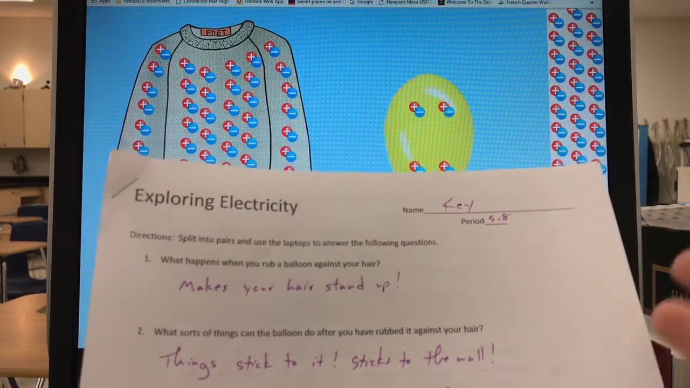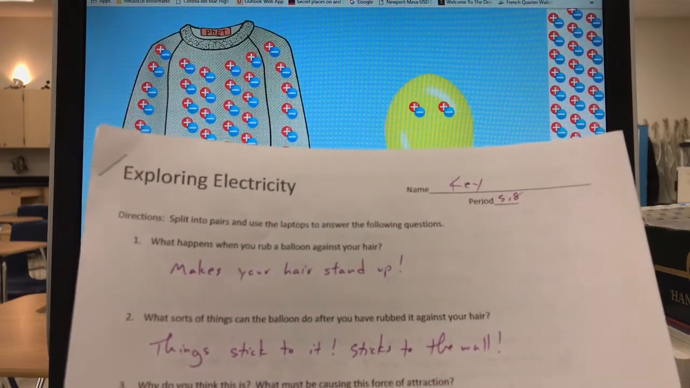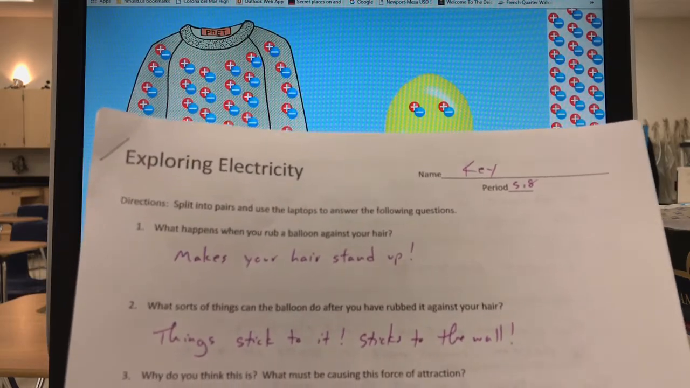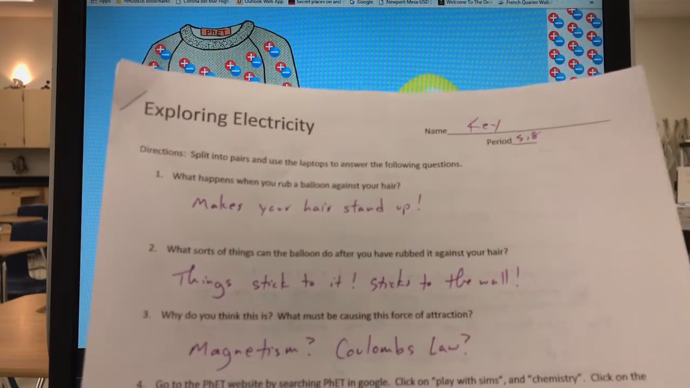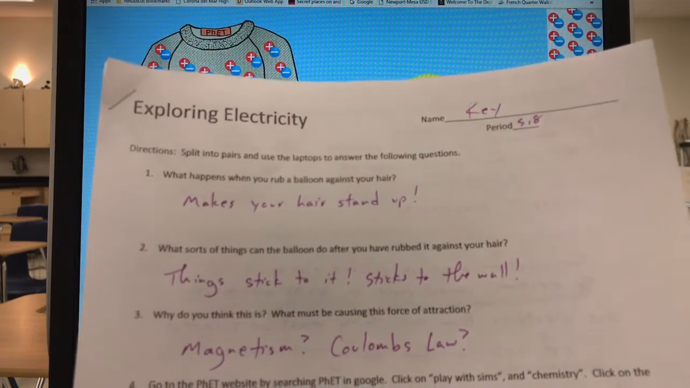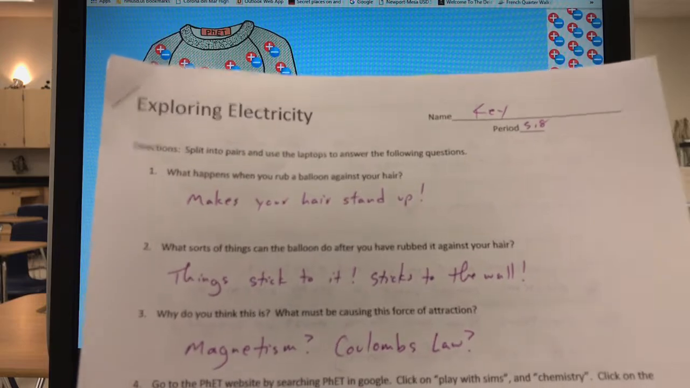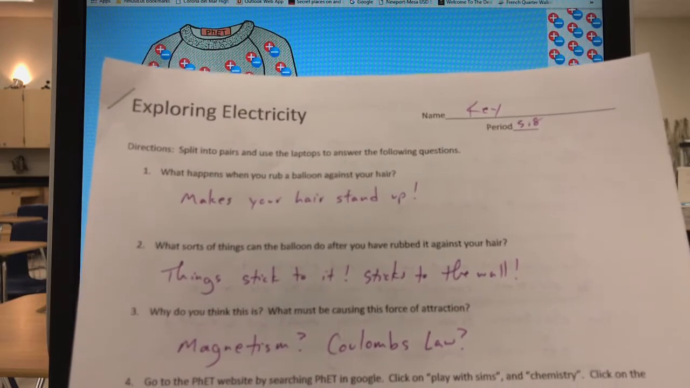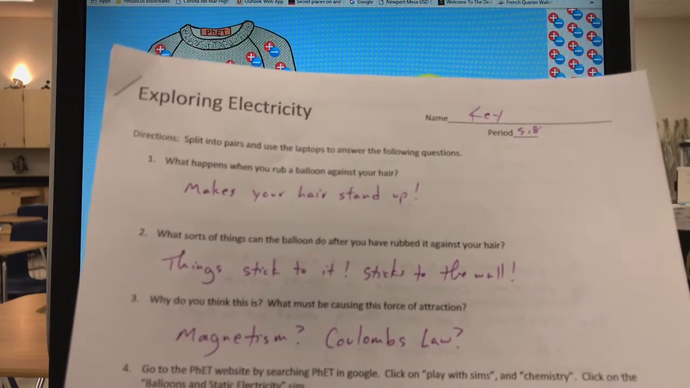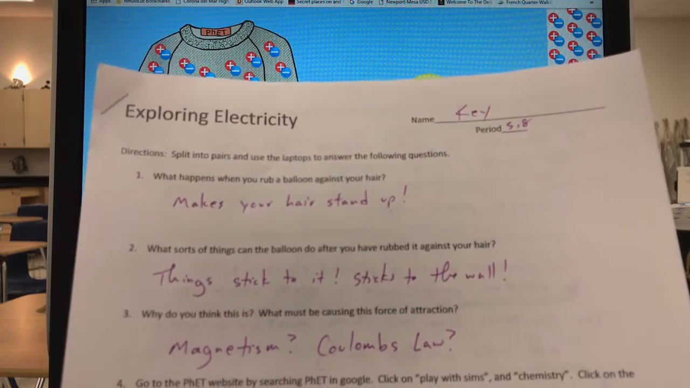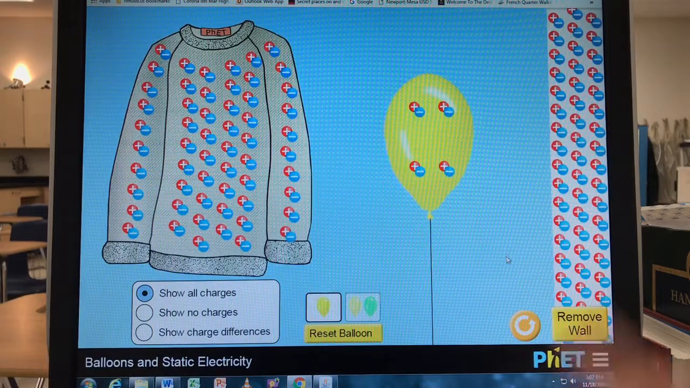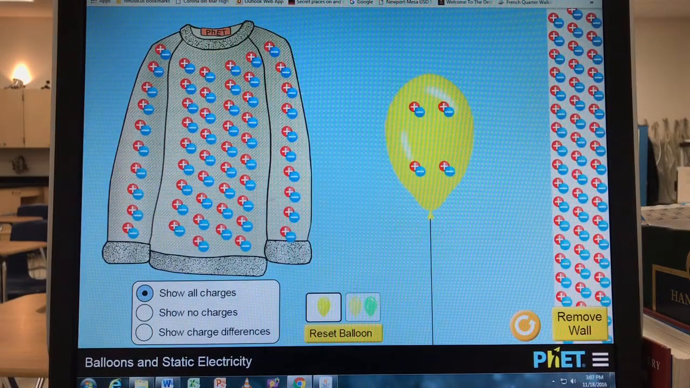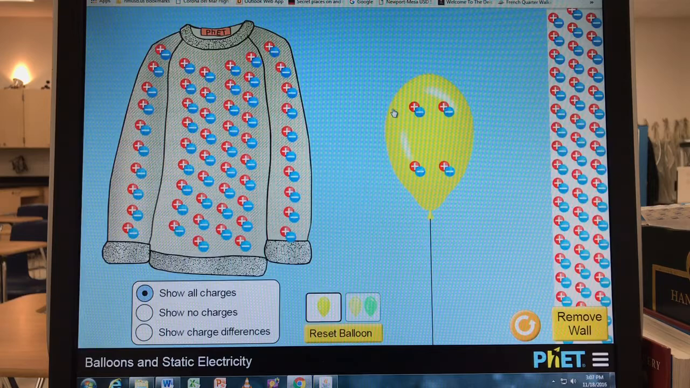It causes some kind of force of attraction, which is weird because how does it do that? What is causing this force of attraction? It might be magnetism, right? Because it's not gravity and there's really no other forces. It's probably magnetism in some way. So magnetic attraction is caused by some kinds of charges, so we need some kinds of charges in there. So we went to this simulation first, and we played with Sims and chemistry and the balloon thing.